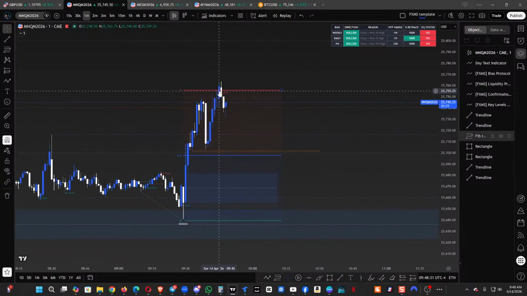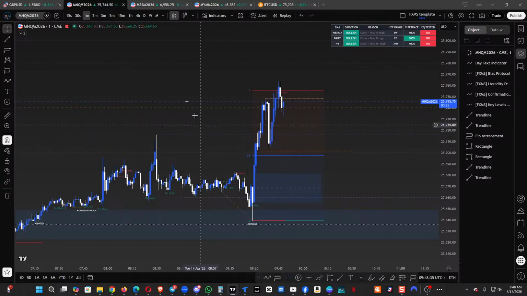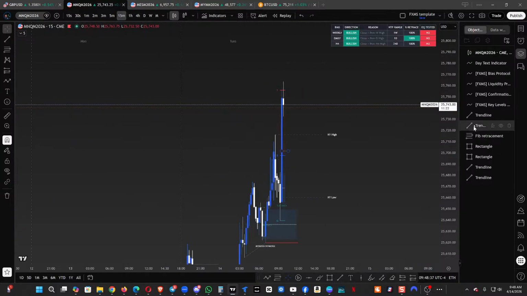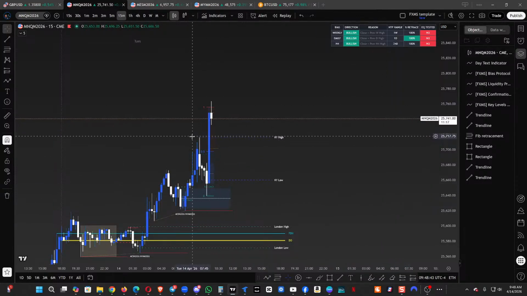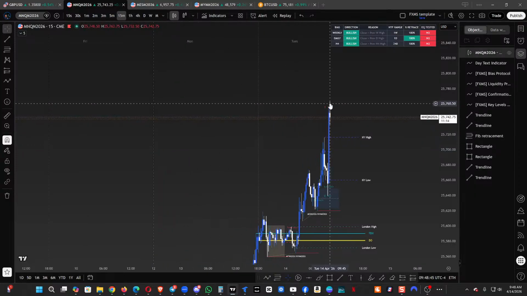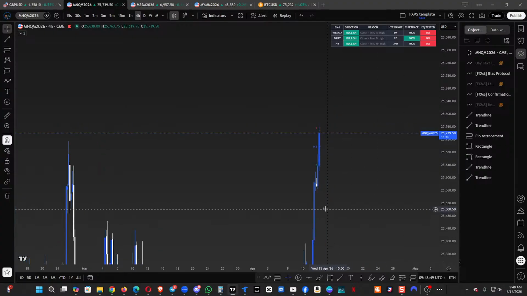All right, so we got a little bit of a sweep up here of the highs. This is our top end range. I'm just going to go back to the 15-minute here, just to see if we have another. Nope, we don't have another swing high in between. So right here, what I'm going to treat this as is a stop hunt into this level here.